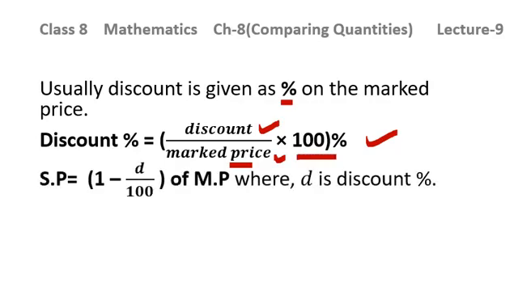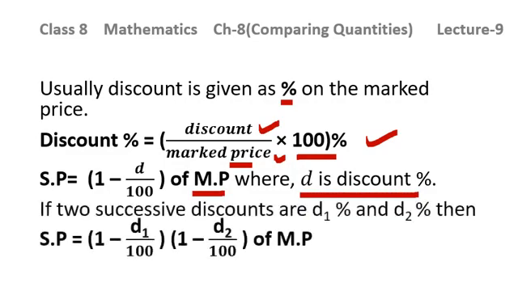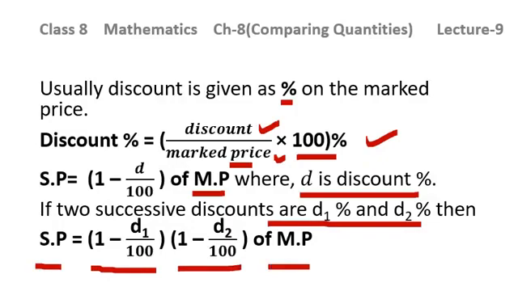And SP, we know that SP is equal to marked price minus discount. So if discount is given to you in percentage, then this will be the formula of SP, where D is the discount percentage and MP is the marked price. If two successive discounts are given to you, that is D1 percentage and D2 percentage, then SP will be given by 1 minus D1 over 100, 1 minus D2 over 100 into MP. If there are three successive discounts, then it will include 1 minus D3 over 100 into MP.